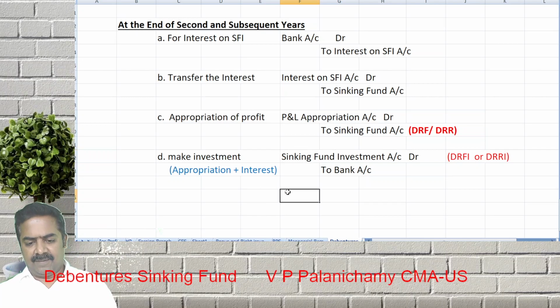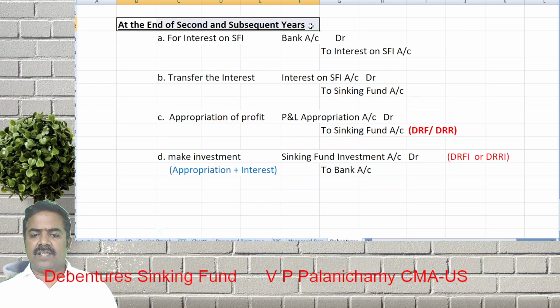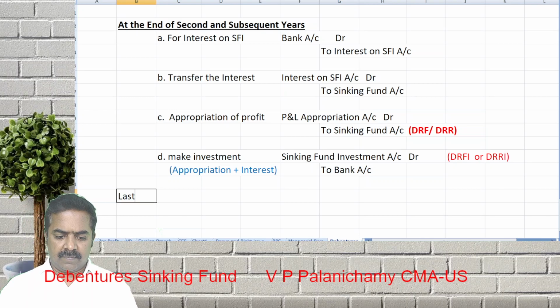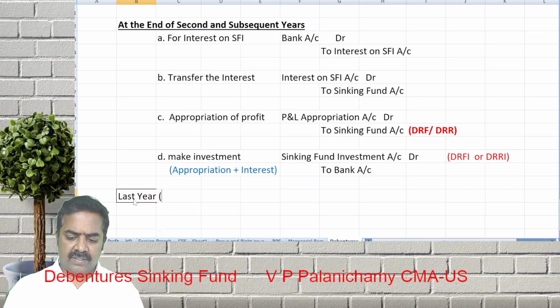We'll see. This is the end of which year? Second and which year? Subsequent year. Now the last year, that is, on the due date of redemption.